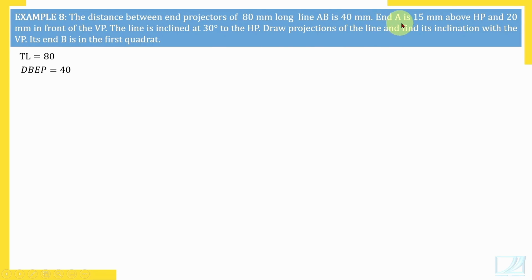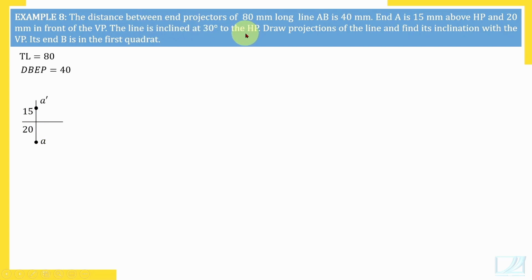So in this case, end A is the reference point, a point whose position from both HP and VP is given. So 15 mm above HP, that means it should be 15 mm above the XY line, front view, and 20 mm in front of VP, that is in front of the XY line on the drawing paper, it should be top view.